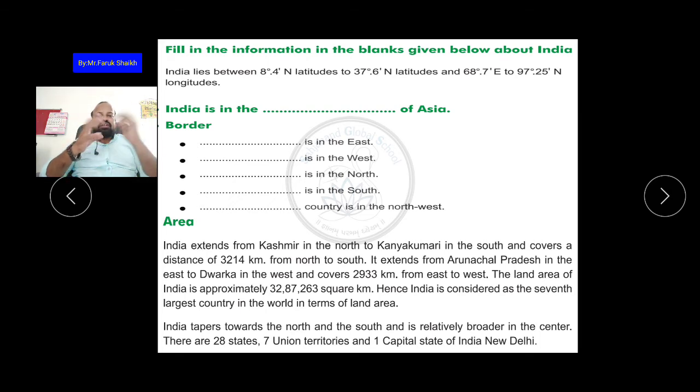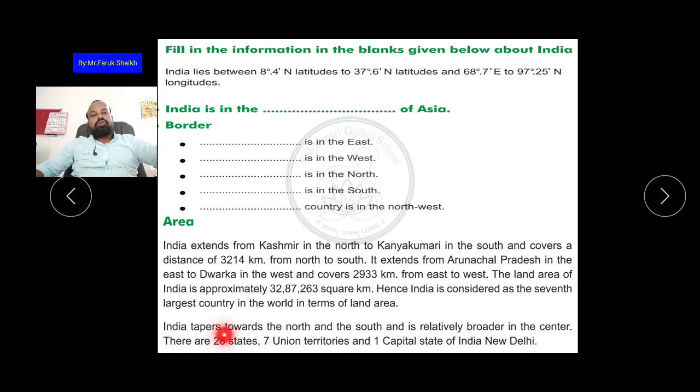Okay, there are so many larger ones, first there are America, Canada, Brazil, China, USA. Okay, and after that, at seventh number there is India. Okay, so India tapers toward the north and south, with the Indian border in the center.